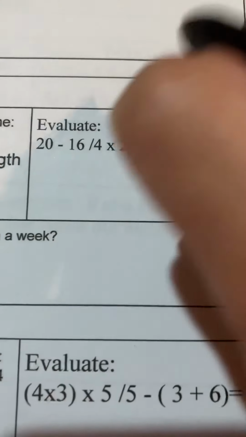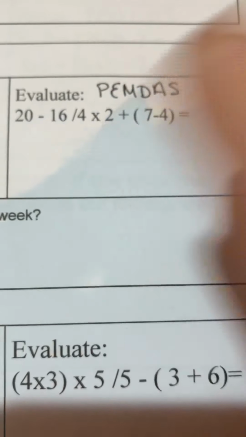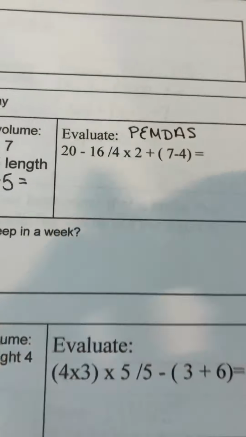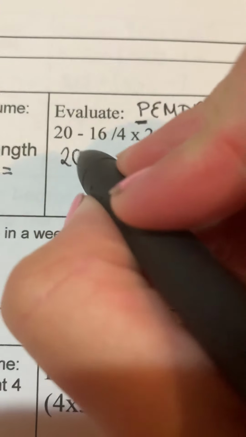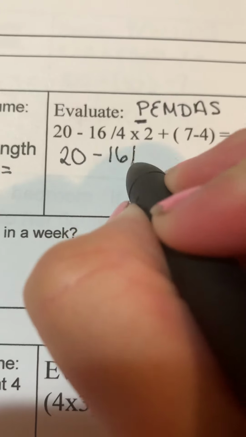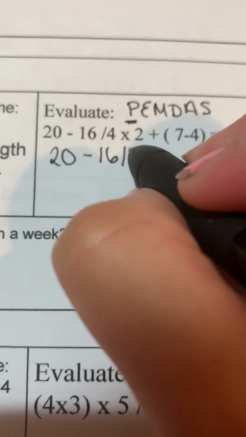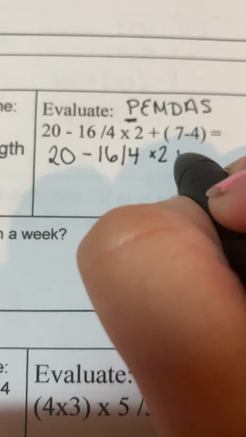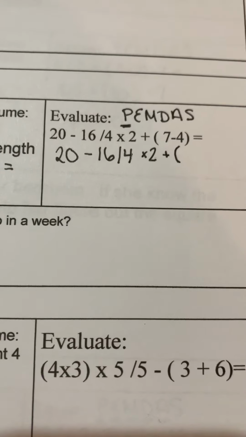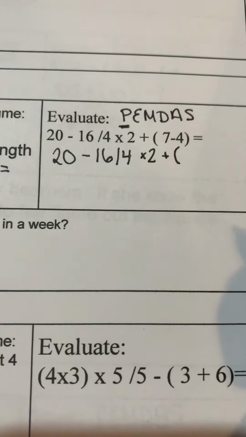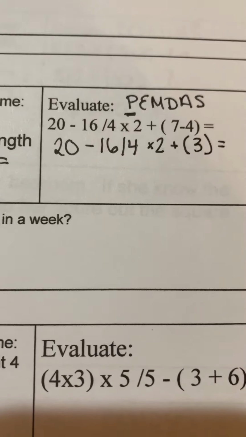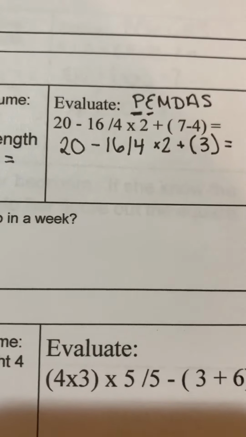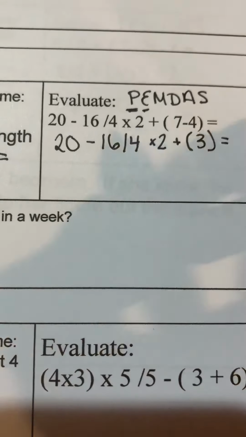Your next one, evaluate. So we have PEMDAS. The first thing we solve for is parentheses. 20 minus 16 divided by 4 times 2 plus, in the parentheses, we have 7 minus 4. 7 minus 4 equals 3. Our next part, exponents. We don't see any exponents.